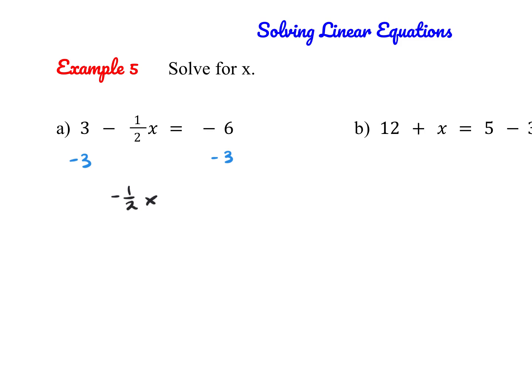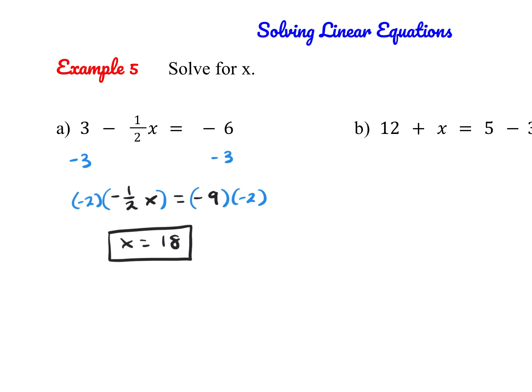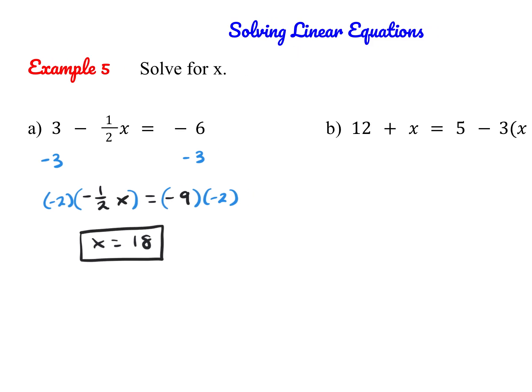So negative 1/2 x equals negative 9. And then here, this is like saying dividing by 2, so I can do the inverse of that, which would be multiplying both sides by negative 2. And you get x equals 18. So just using our inverse operation.